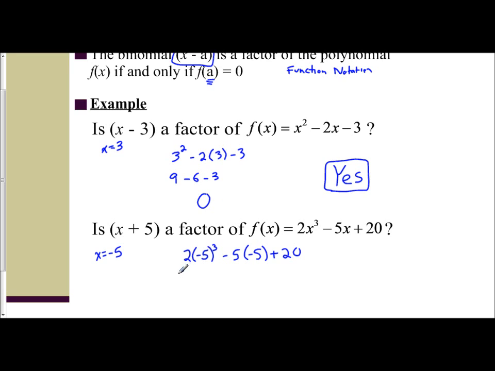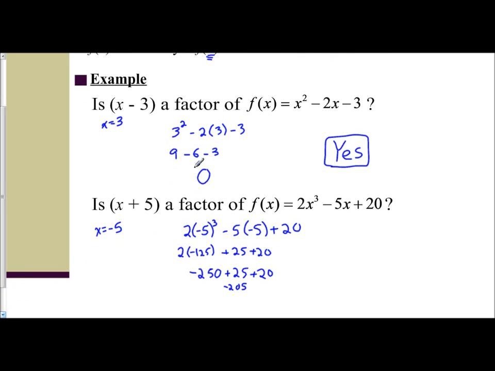Well, negative 5 cubed is negative 125. Negative 5 times negative 5 is positive 25, and I have positive 20. So I have negative 250 plus 25 plus 20. And that's going to give me negative 205. So negative 205, that's not 0. So is x plus 5 a factor of 2x cubed minus 5x plus 20? The answer is no. It is not a factor.